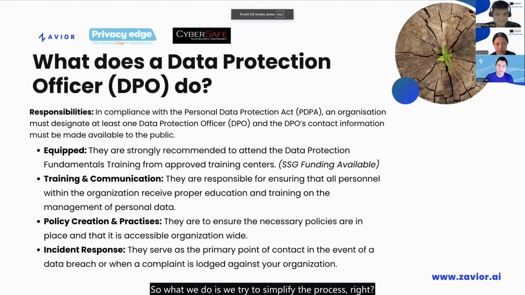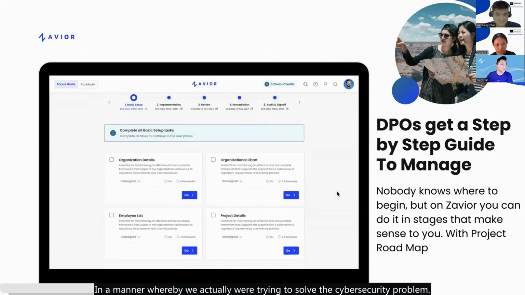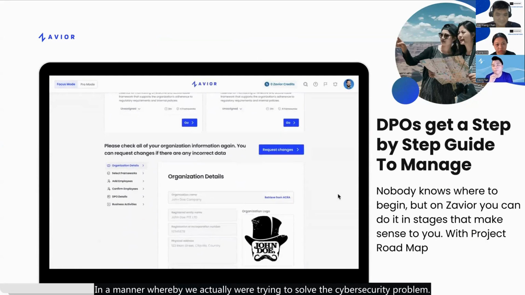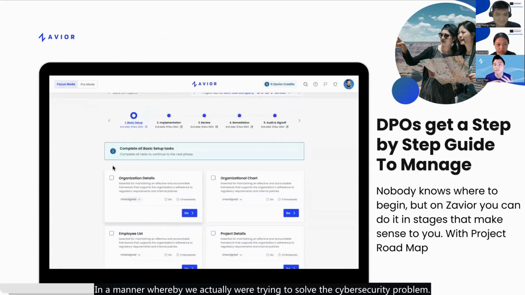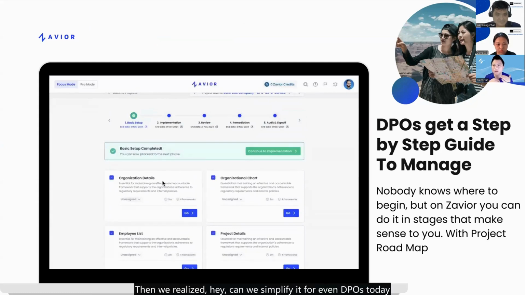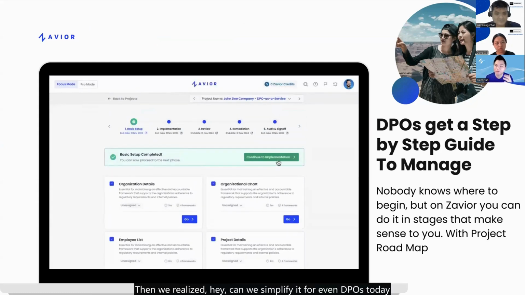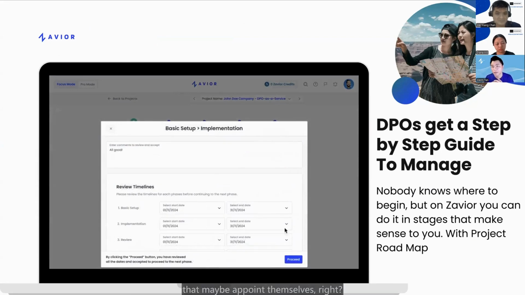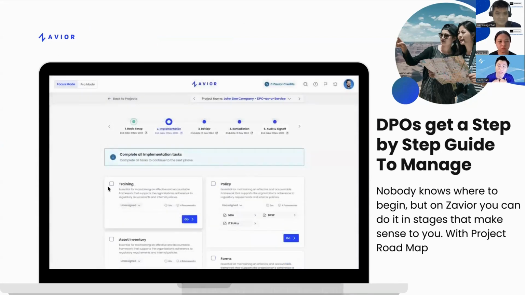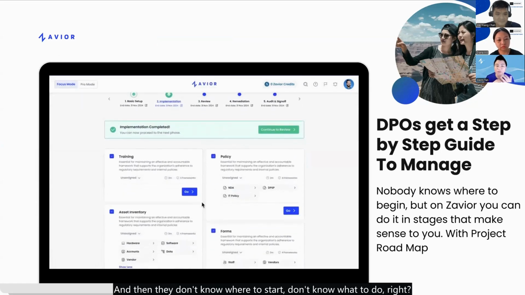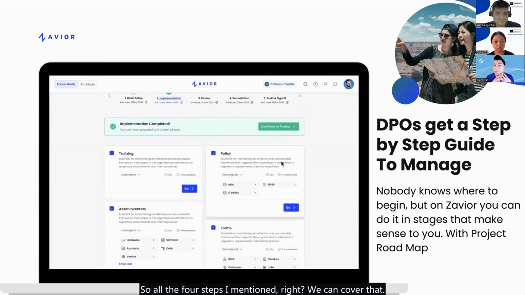So what we do is we try to simplify the process, right? In a manner whereby we were actually trying to solve the cybersecurity problem. Then we realized, hey, can we simplify it for even DPOs today that maybe appoint themselves, right? And then they don't know where to start, don't know what to do, right? So all the 4 steps I mentioned, right?